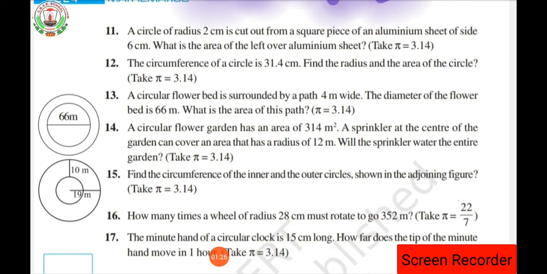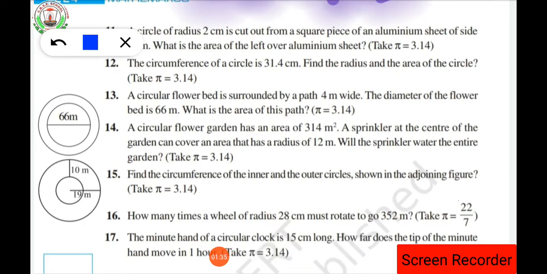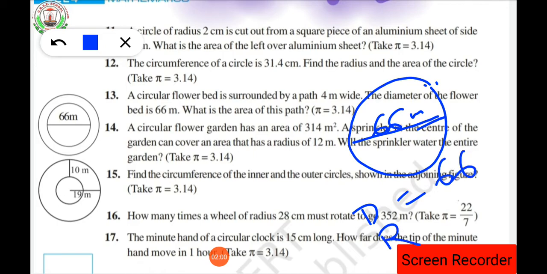Clear everyone? Now the next question. It is said that a circular flower bed is surrounded by a path 4 meter wide. The diameter of the flower bed is 66 meter. What is the area of this path? That means we have a circle-form flower bed, a circular garden where we are going to plant the flowers. The diameter is given as 66 meter. Clear? With this diameter we can find the radius, that is divided by 2, it will be 33 meter. So the radius of this circle is 33, isn't it?